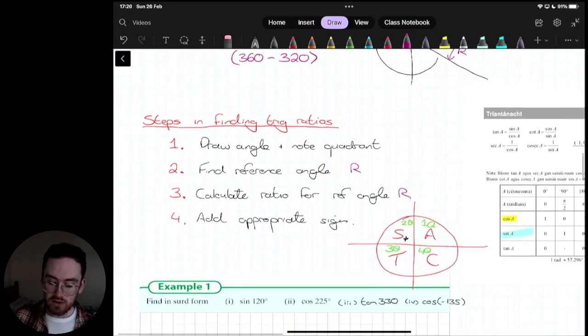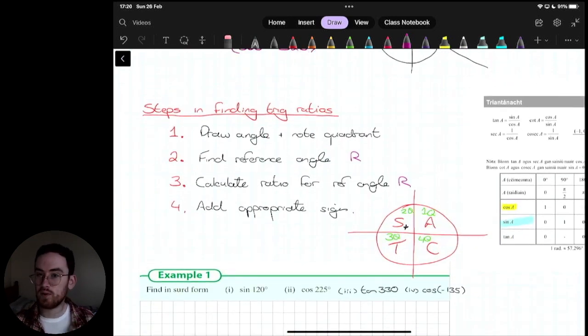So in finding our trig ratios for given questions for bigger angles, first thing we do is we draw the angle and we see what quadrant it's in. That gives us an idea of the sign that we're looking for. Then we're going to look for our reference angle. After that, we want to calculate the ratio for our reference angle, and then we're going to add the appropriate sign. So depending what quadrant we're in, we'll have to add in the appropriate sign.